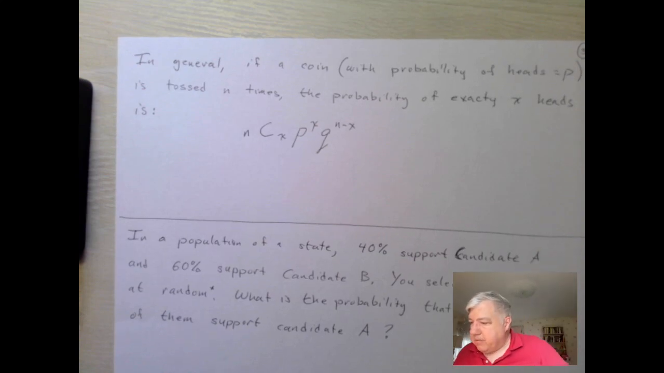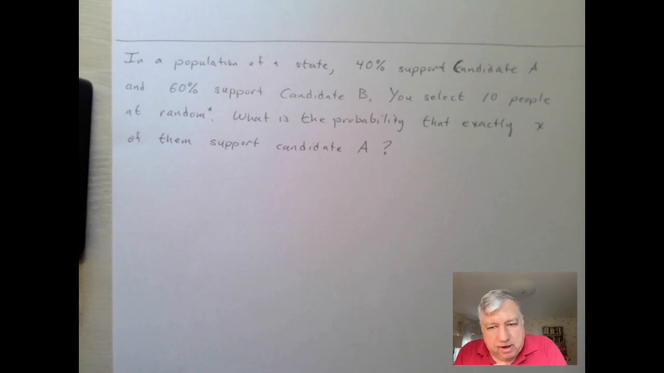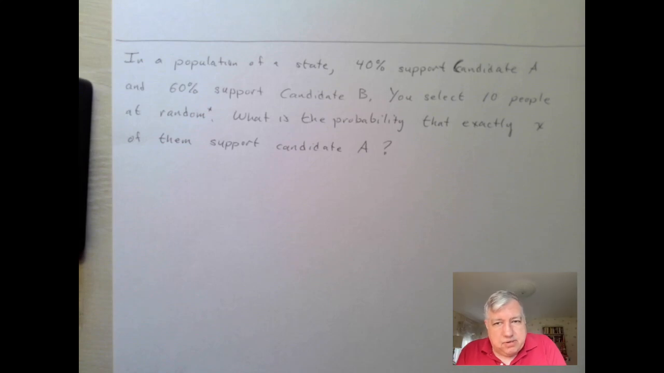All right. Now, one more example here. This does not involve coin tossing. In this case, we have a population of a state. In the state, 40% of voters support candidate A, and 60% support candidate B. Let's say we already know that, and we select 10 people at random. What's the probability that exactly X of them will support candidate A?